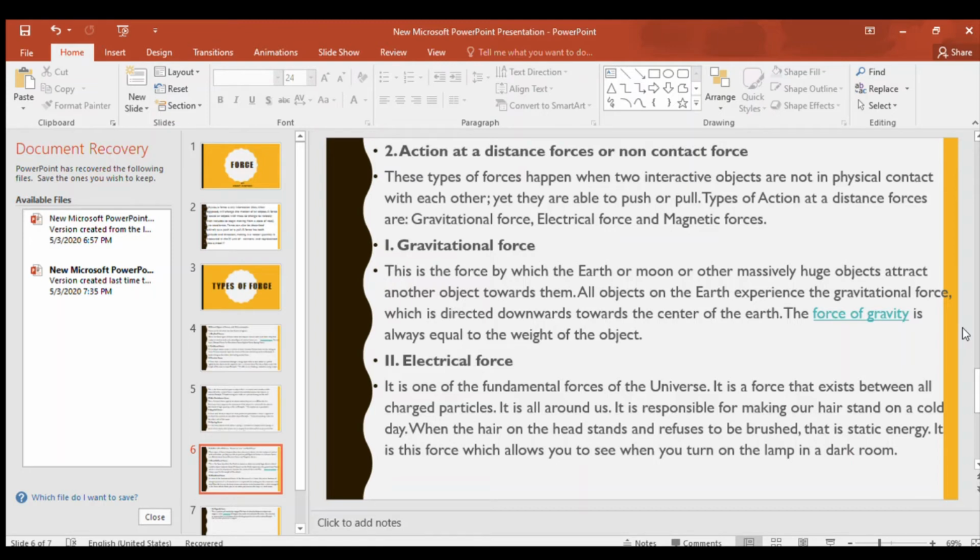Electrical force. It is one of the fundamental forces of the universe. It is a force that exists between all charged particles. It is all around us. It is responsible for making our hair stand on end in cold air. When the hair on the head stands and refuses to be brushed, this is static electricity. It is this force which allows you to see when you turn on the lamp in a dark room.